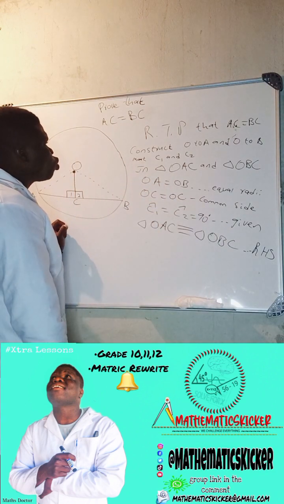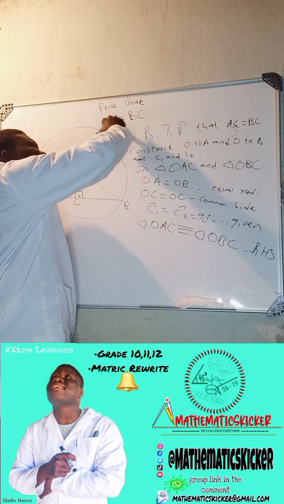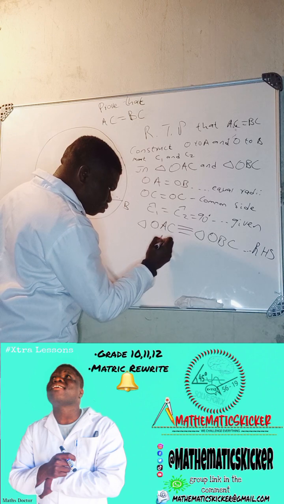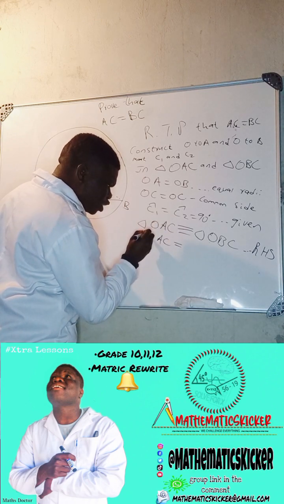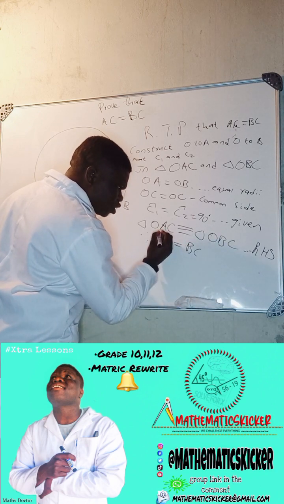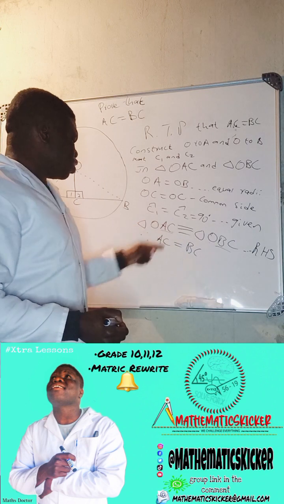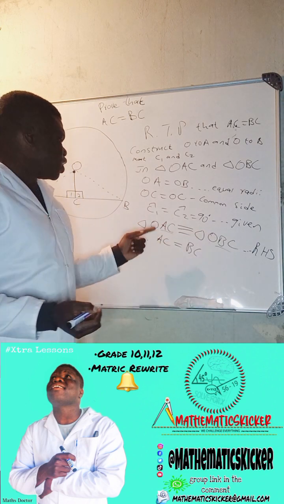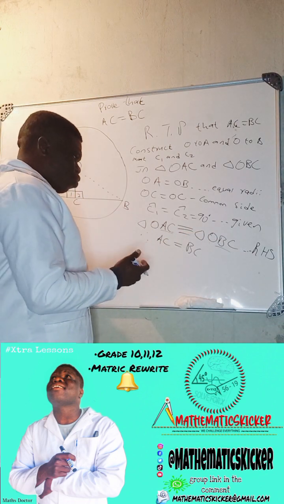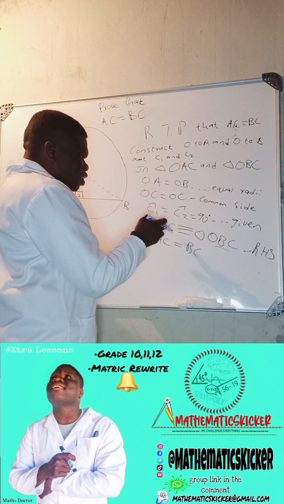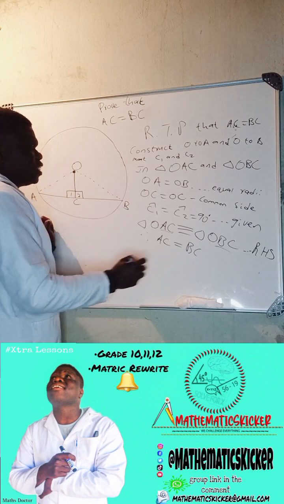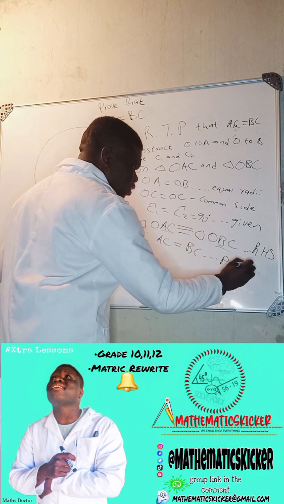Then in this case, we can conclude, we are asked to prove that AC is equal to BC. We can say therefore, AC from the congruence is equal to BC. This is AC equal to BC. Also, OC is equal to OC. Also OA is equal to OB. You can check it. Also CO is equal to CO. Then we can conclude by saying that therefore it is proven.